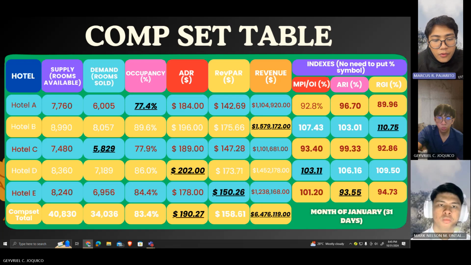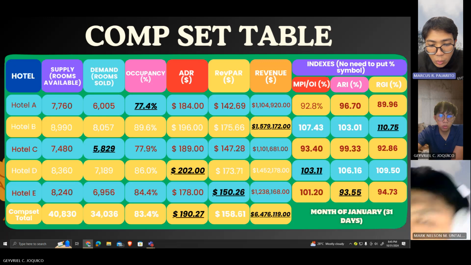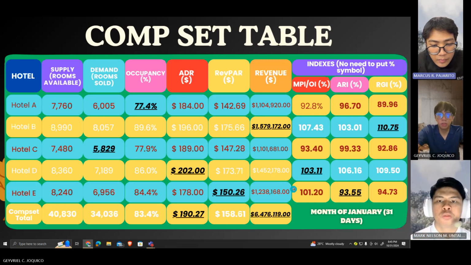As for number 12, the Hotel B ARI, the ADR for Hotel B is 196.00, while the ADR total is 190.27. Then multiplied by 100. In this case, Hotel B has an ARI of 103.01%. As for number 13, the Hotel C ARI, the ADR for Hotel C is 196.00, while the ADR total is 190.27. Then multiplied by 100. In this case, Hotel C has an ARI of 99.33%.